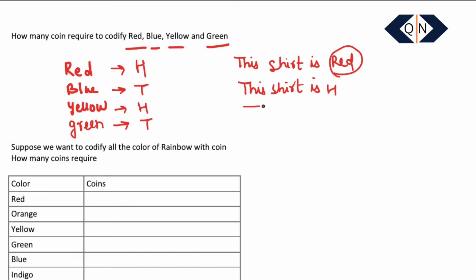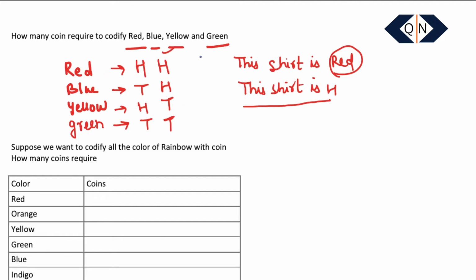Is it showing the right thing? It can be yellow also, no? Because yellow is also representing H. So can we take another coin? Let's take another coin and try to represent. Suppose I represent this as head, and this as tail, and this as tail, taking the second coin.